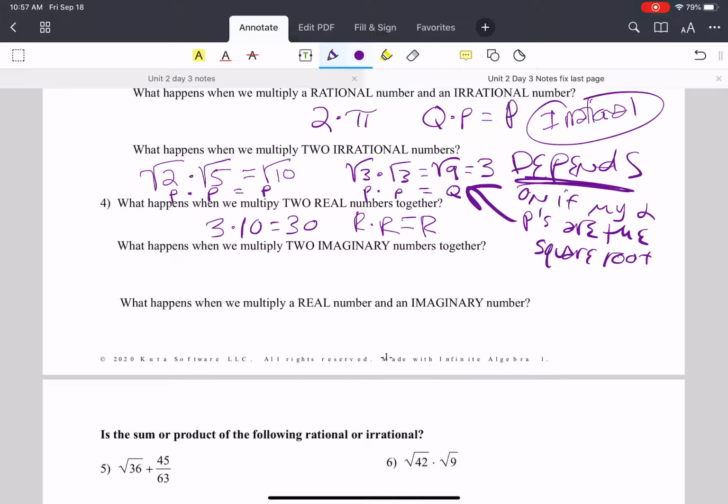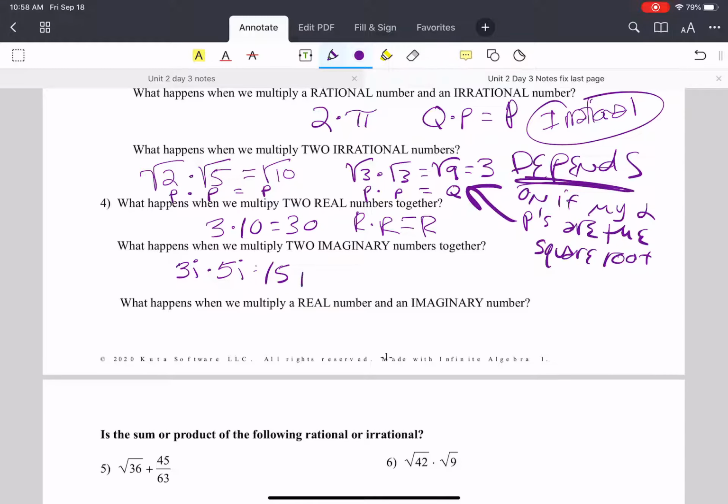Now, what about if I have two imaginary numbers? This is a tricky one. So if I had 3i times 5i. This leads into the second half of our lesson today. I'd have 15, right? Because 3 times 5. And how many i's do I have? 2, right? So it's i squared.